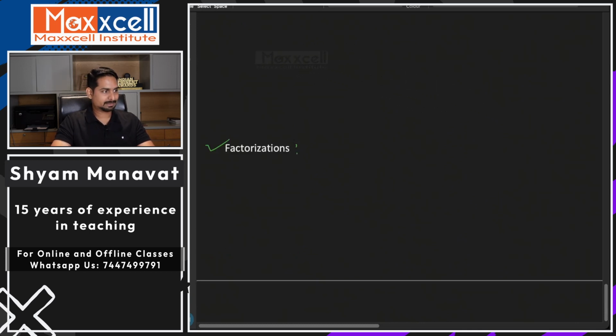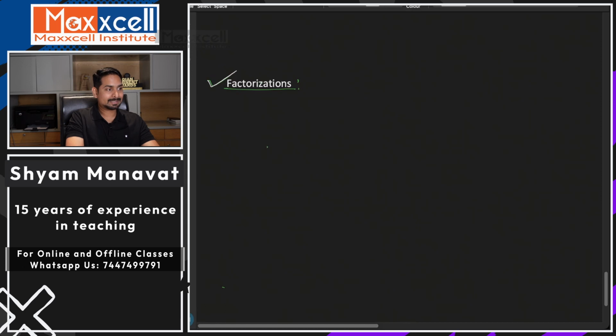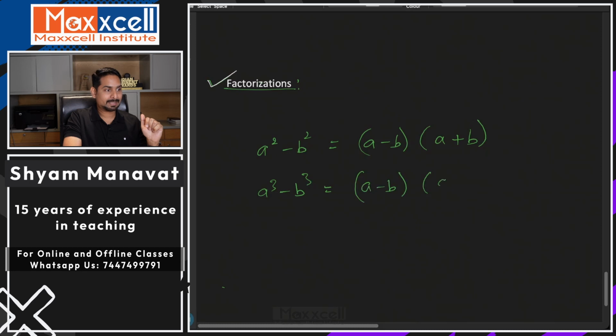Very important, factorization. So we have formulas like a square minus b square, which is what? A minus b into a plus b. So you remember I told you to write a minus b first, and now I am going to tell you the reason behind it. Then you got a cube minus b cube, that's also a minus b, then a square plus ab plus b square, all positive.